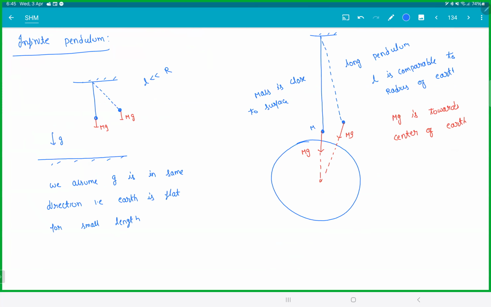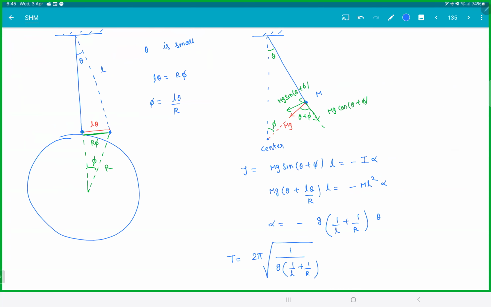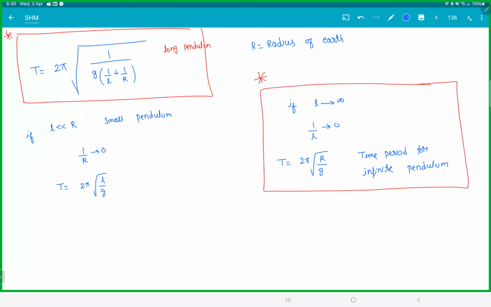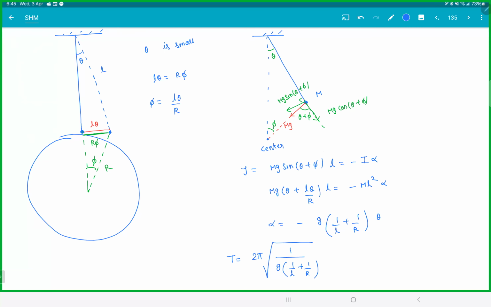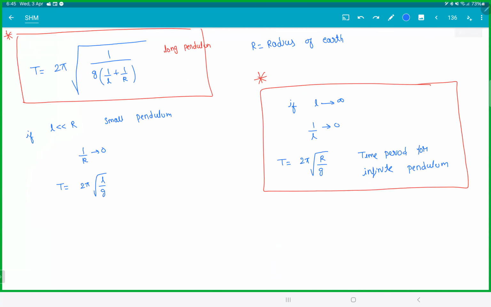Understood the difference? Right? This is the main catch. That mg restoring force is not vertical. It is toward the center of the Earth. That is why you're getting an extra angle phi. Whole thing gets messed up. So this is a more general formula to remember. Clear? So this is one concept there. So that's a theory and that's a question and concept, everything.